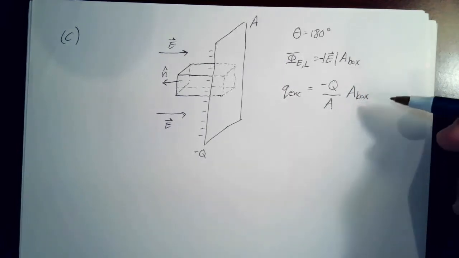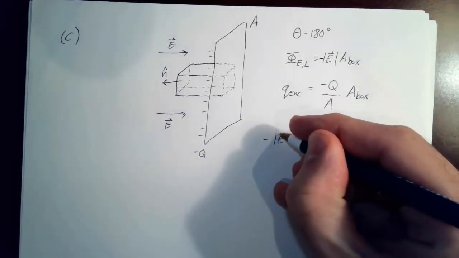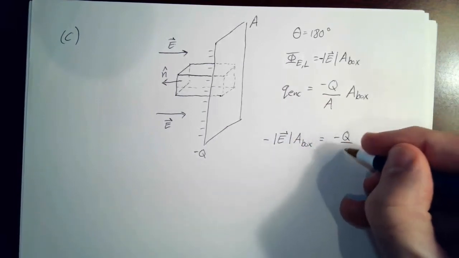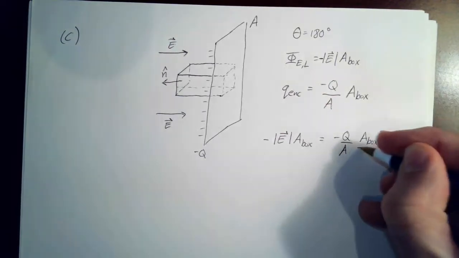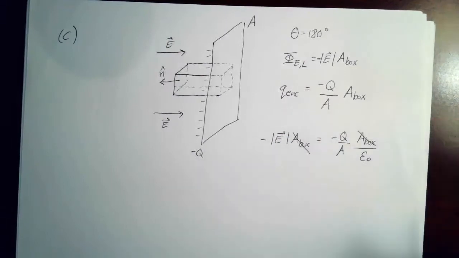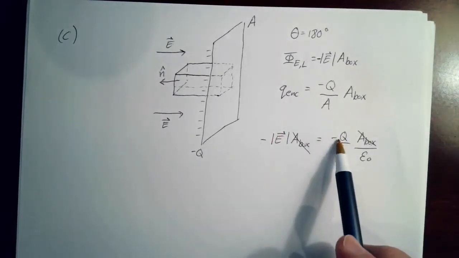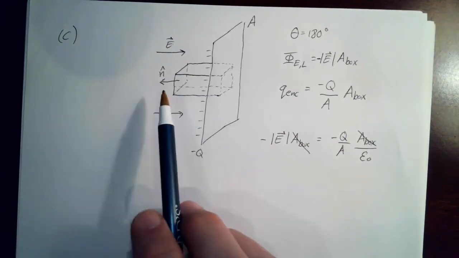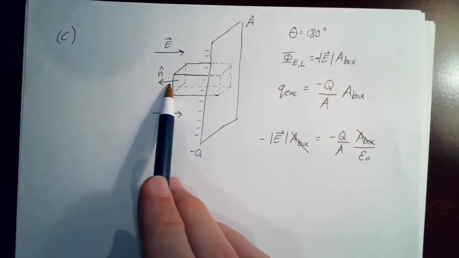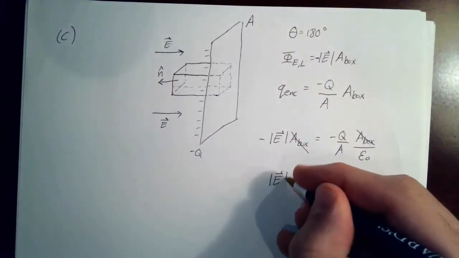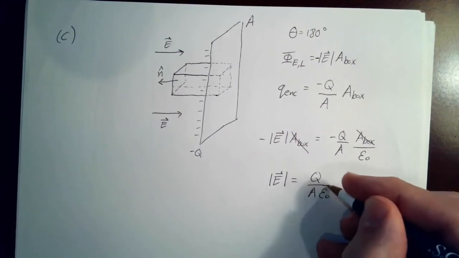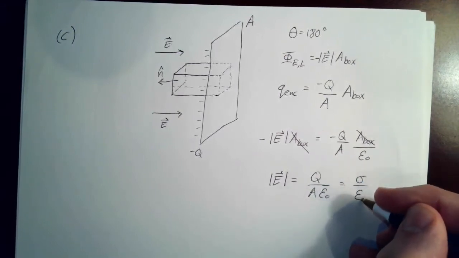And now I'm ready to put all this into Gauss's law. I have negative E, A box for the left-hand side. The right-hand side is minus Q over A box over epsilon naught. So this looks a lot like what we did before. Notice that A box cancels again. And these minus signs cancel. So it's important that we're careful about the minus signs here and the minus sign that comes from the flux here, because those minus signs cancel. And now when I write down E, I get Q over A epsilon naught, or sigma over epsilon naught.